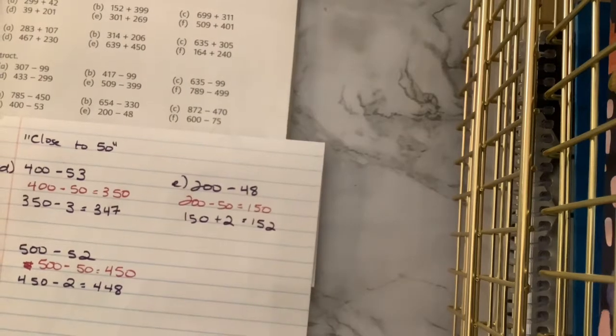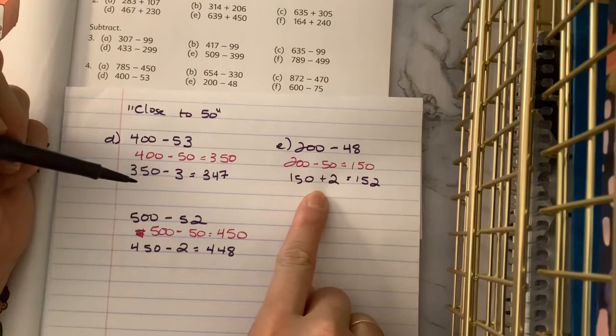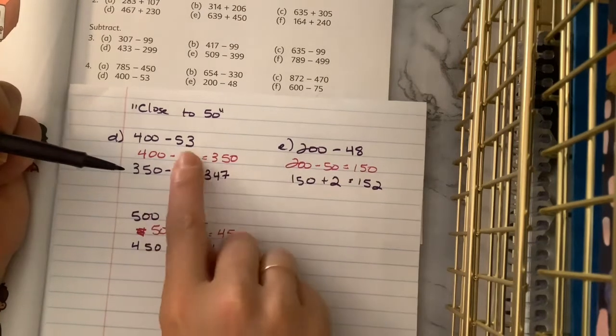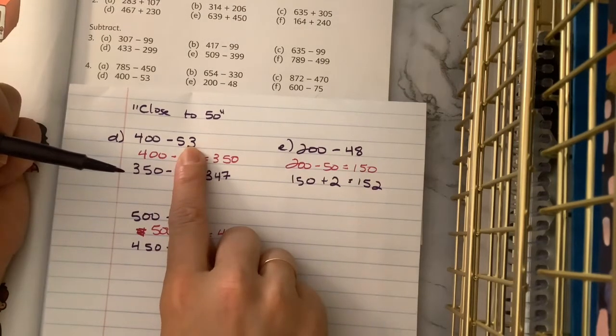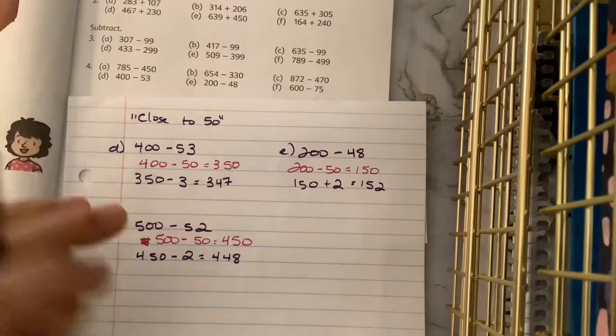to get 152. And you might be thinking, but why did we subtract here and add here? We subtracted here because this is greater than 50, so we didn't take away enough. We added here because this is less than 50, so we took away too many.